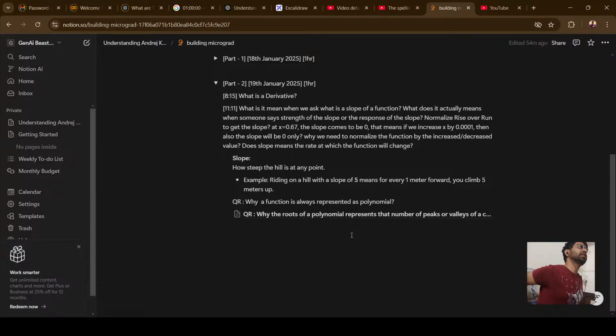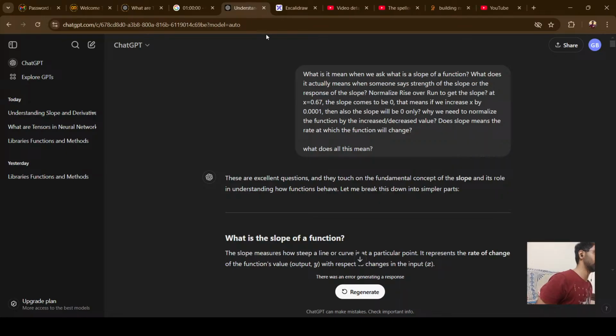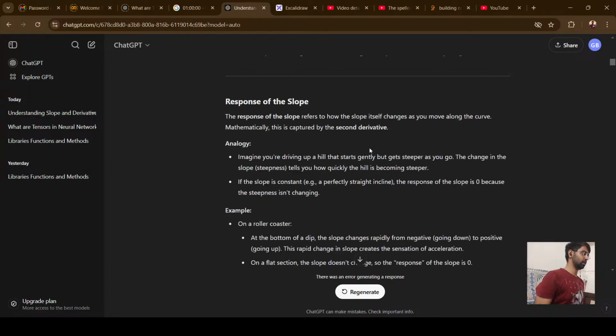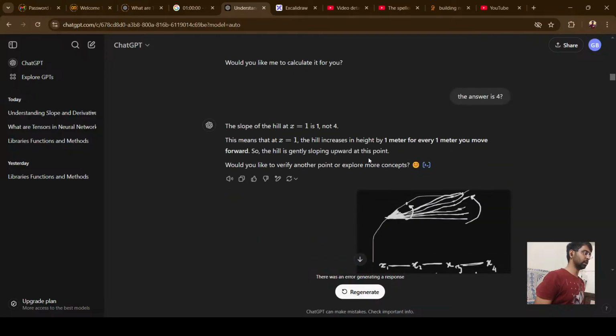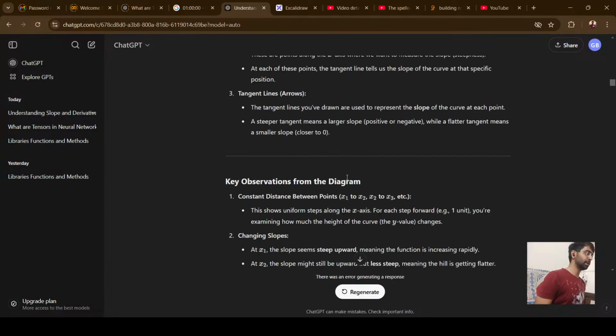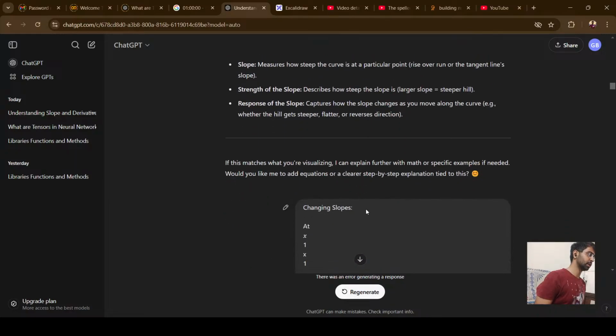For slope, I guess we have understood slope and derivatives. Okay, I guess that's it. Just to wrap up, I'll reiterate the real world analogy of how derivatives are useful in machine learning.